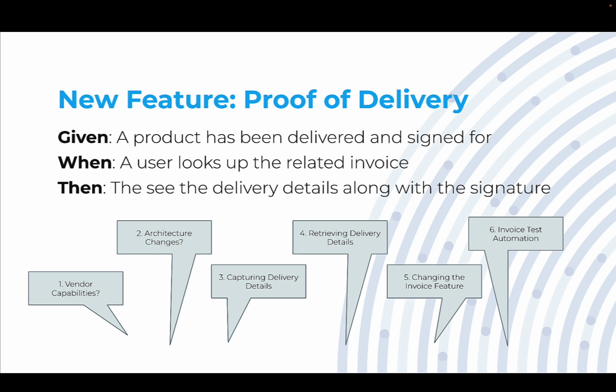And so it starts with, there's vendor capabilities. Our stuff is out for delivery with a vendor. Do they even have the ability to notify our system of a particular change? The second point is, won't this involve architecture changes? We don't have any sort of system right now that's receiving information from, hey, the vendor's delivered this.